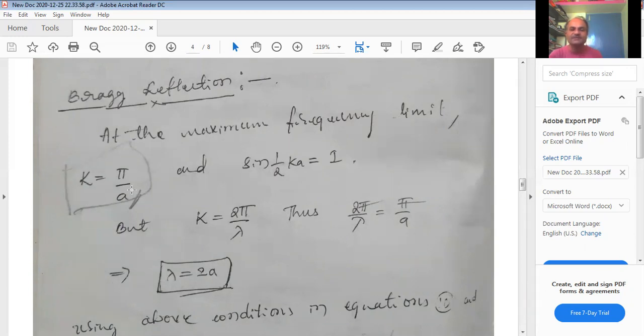At these two values of k, the frequency is a maximum. That is what is called the maximum frequency limit. And sine of half ka is equal to 1. Put k is equal to pi by a here. Everything gets k, a and 2 get cancelled. Lastly, we are getting sine pi.